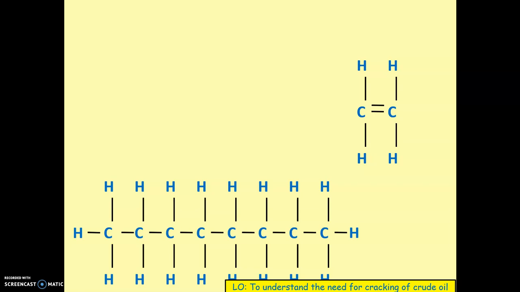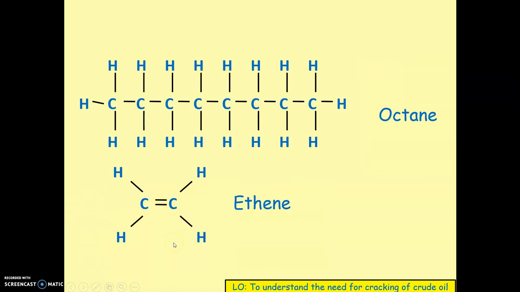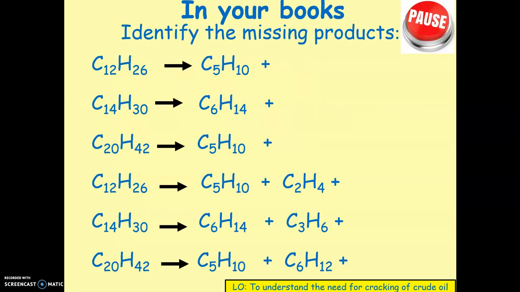So the alkane, which is on the bottom here, is octane because it now has 8 carbons. It's lost 2, and they've been lost to the ethene, which has 2 carbons but has a double carbon bond. So that is now unsaturated, whereas the octane is still saturated because it's got single bonds between them. So the longer hydrocarbon is broken down into an alkane and an alkene with a double bond.